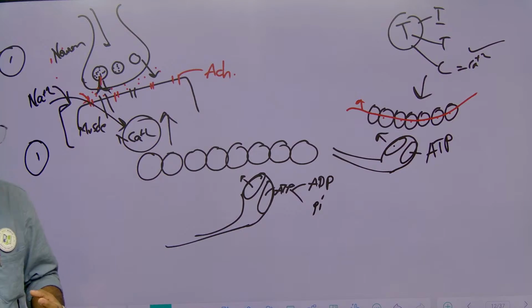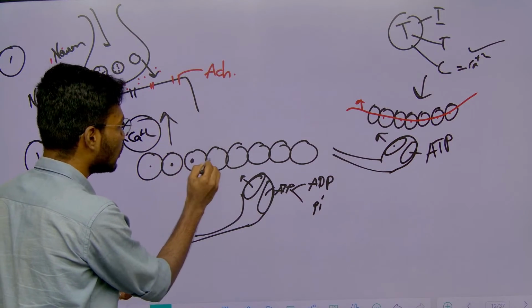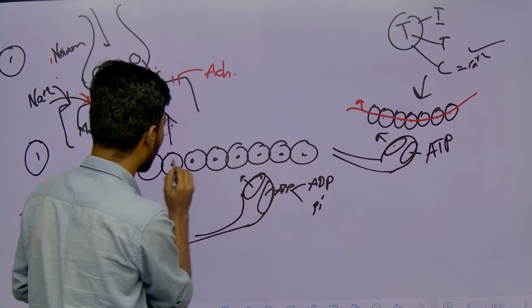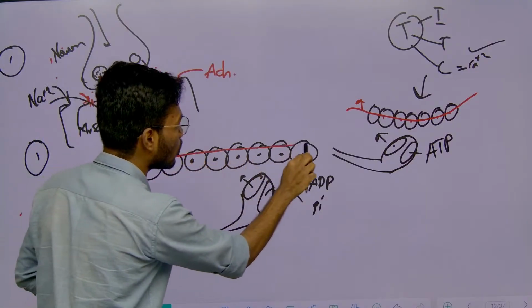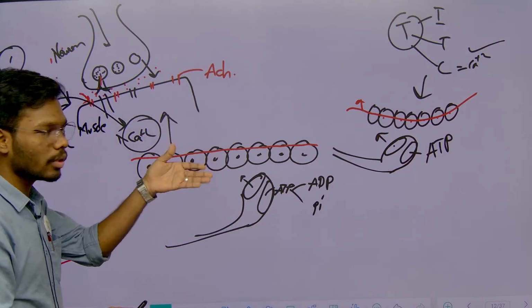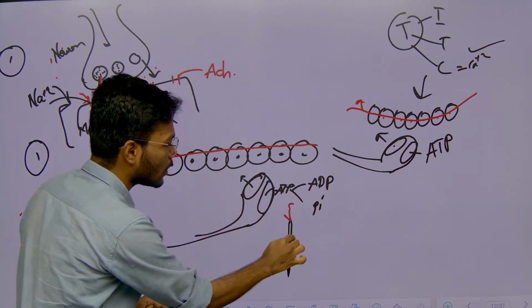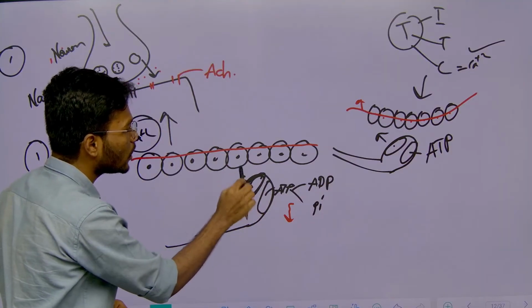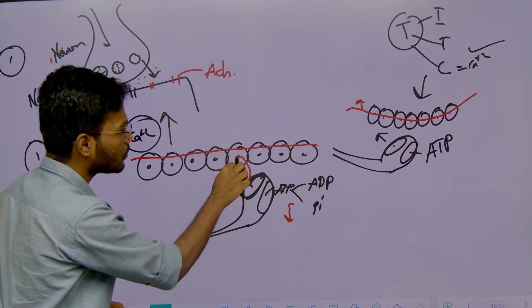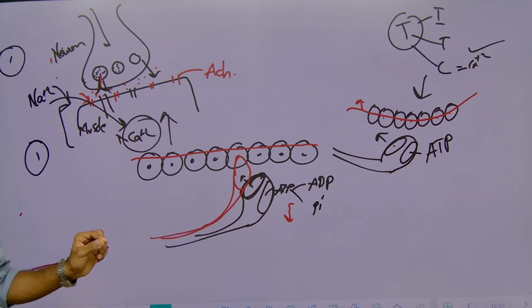Because of that energy, what happens? Here what are there? Active sites. All the active sites are exposed. There is no tropomyosin, it was situated apart. Now with the release of some energy, this site is going to attach with this site like this. So this step is called what? Cross bridge formation.